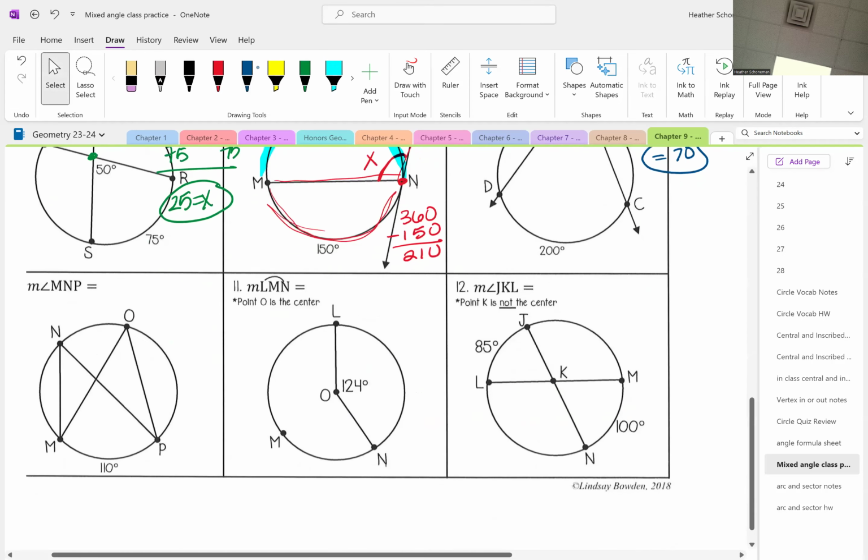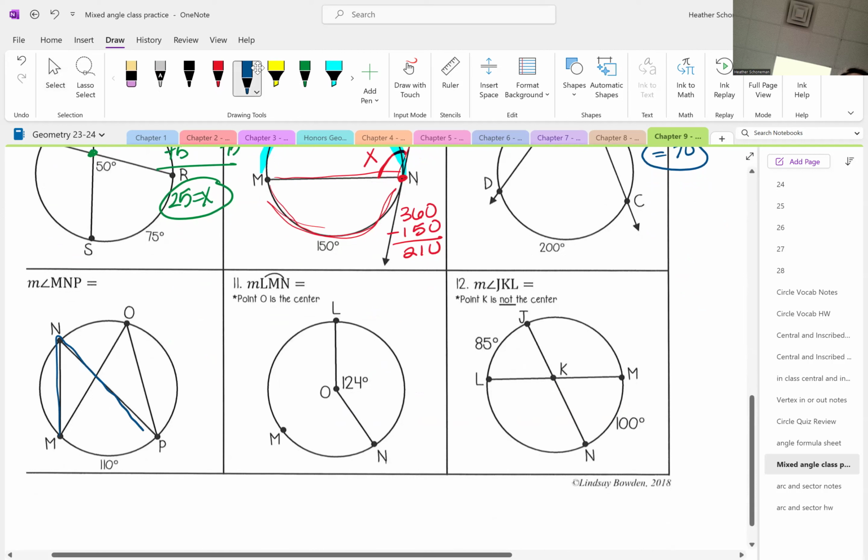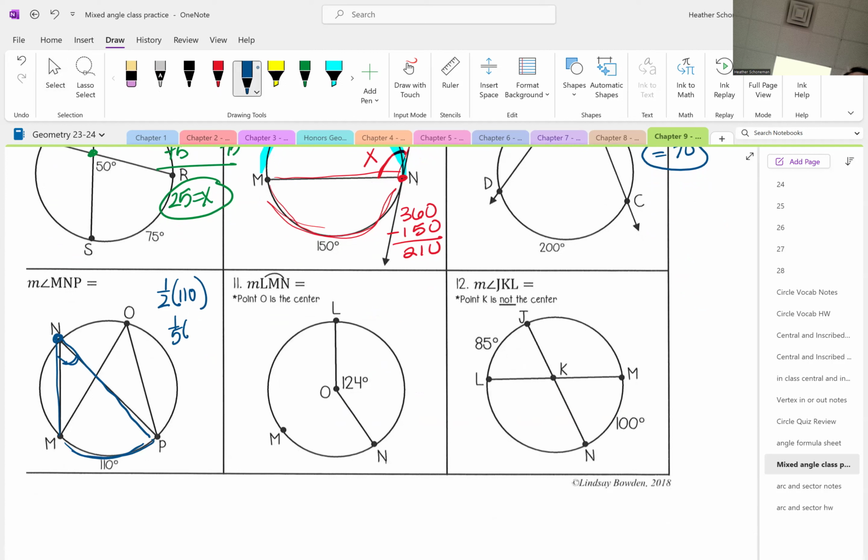Okay, last 3. They want MNP, which is this one right here. Well, the vertex is on the circle, so it's going to be half of the intercepted arc. And the intercepted arc is 110. This right here is the intercepted arc. And half of 110 is 55. So this is 55 as well. Now this time it didn't ask for it, but this angle right here is another inscribed angle. Its vertex is on the circle, so it's also going to be half of the intercepted arc. And so it's going to be 55 as well, because if 2 angles have the same intercepted arc, then they are going to be congruent.